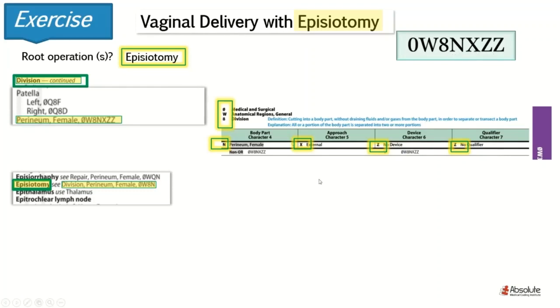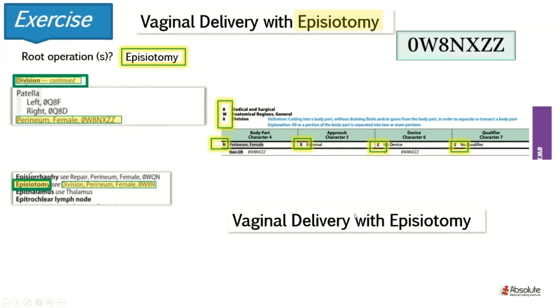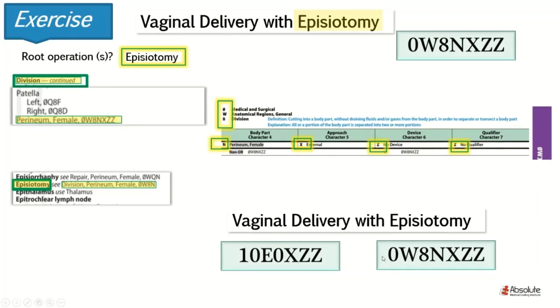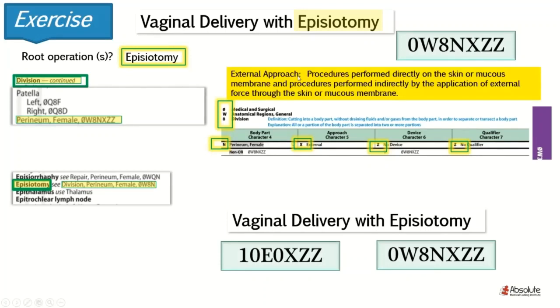So our code is 0W8NXZZ, and if we're to code vaginal delivery with episiotomy, our first code will be 10E0XZZ, and our episiotomy 0W8NXZZ. Now, before we leave this scenario, I do want to point out why this is coded to the external. Here is the external approach, that is fifth character.